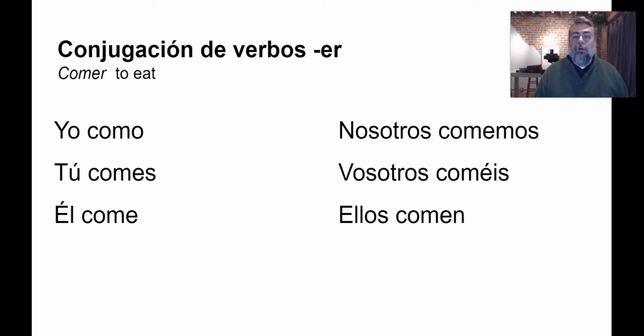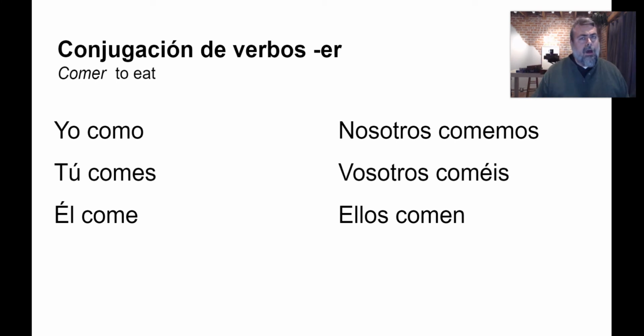So, yo como, tú comes, él come, nosotros comemos, vosotros coméis, ellos comen. Okay? So, it's exactly like AR, except that it's ER, so there's an E where the A would be. Okay? But it follows the exact same pattern.